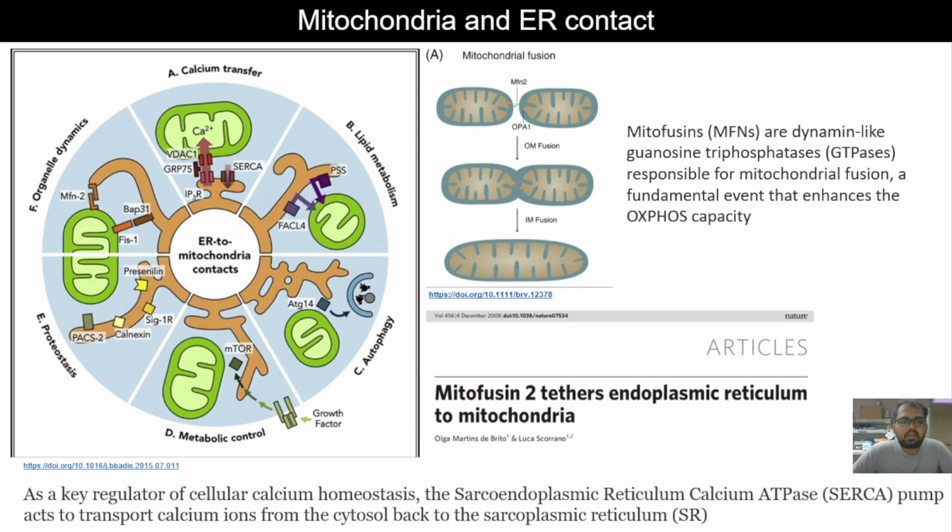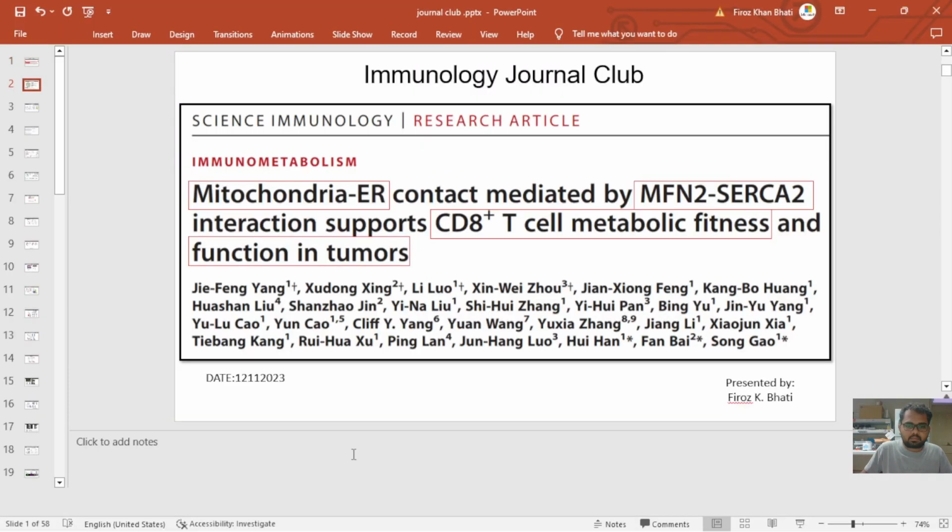For example, if we see this terminology mitochondria-ER contact. In the cell, it has been known that mitochondria and ER interact with each other, and in the recent past, like the last 2 or 3 decades, people investigated these interactions and tried to attribute functions to the interaction between the mitochondria and ER.